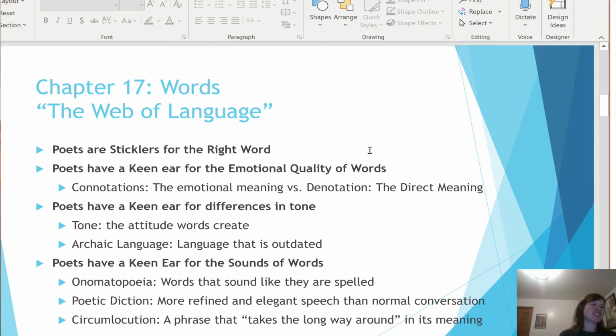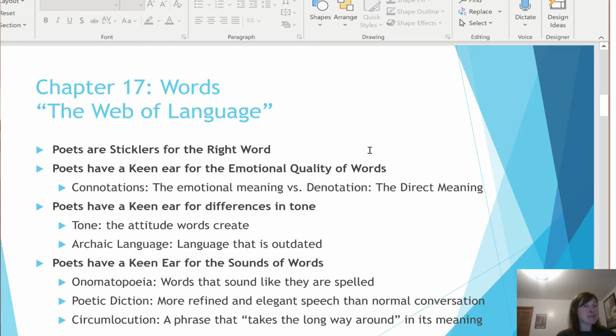Archaic language is language that's outdated. So you'll probably notice, I know some of you are using Shakespeare's sonnets as poems that you're comparing and contrasting for your paper. You'll probably see words that don't sound familiar, or Shakespeare was known for using a lot of inside jokes in his writing. So phrases and words that would make sense to somebody that lived in the 1400s, but not now. So that kind of is archaic language that you'll find.